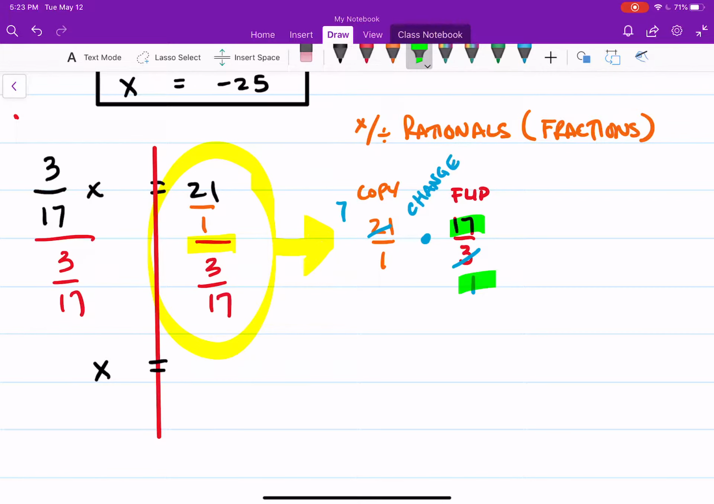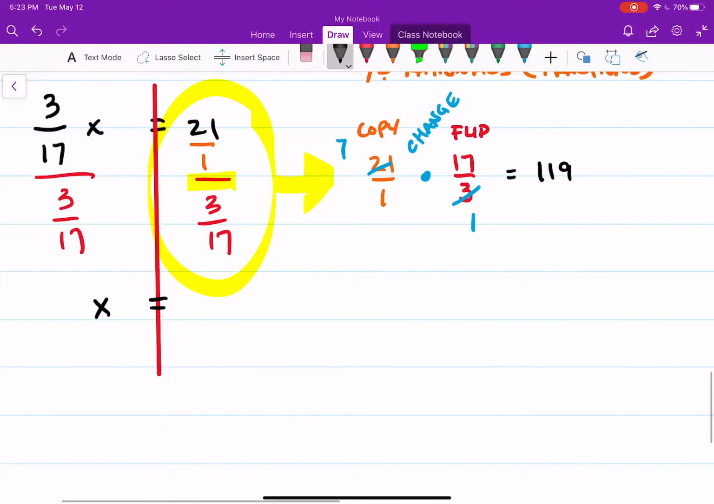Okay. Can 17 go into 1? You're going to be like, nope. Okay? So in other words, my denominator is just ones. So when I multiply this, it's going to be 7 times 17, and I'm going to have a 119 left. So this is equal to, x is equal to 119. And that would be my answer.